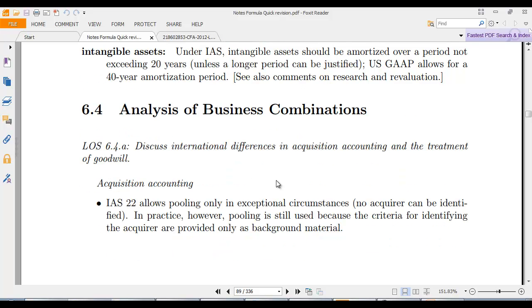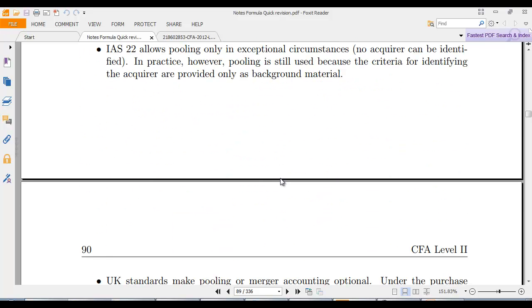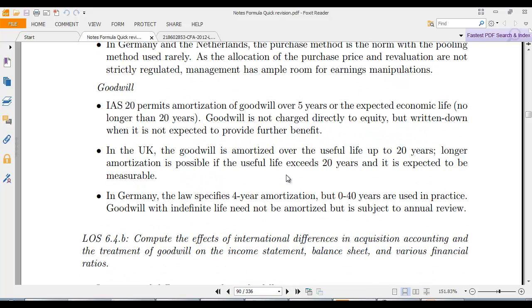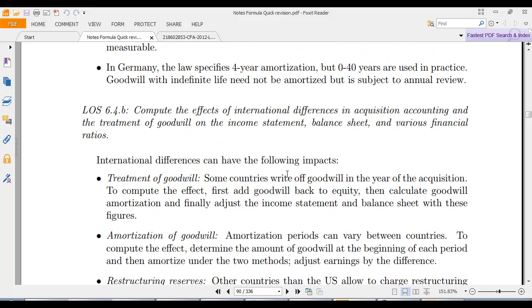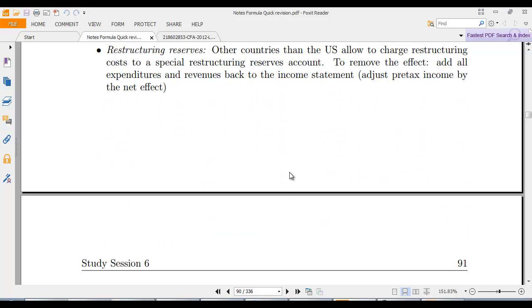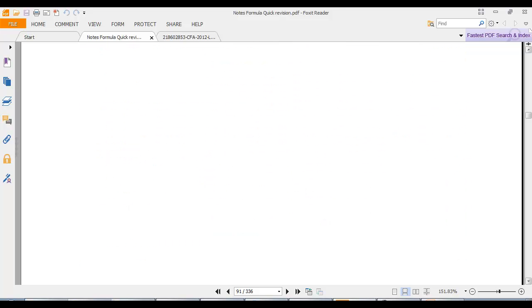Analysis of business combination. Acquisition, goodwill, and the different methods. Let's move to the next part here.